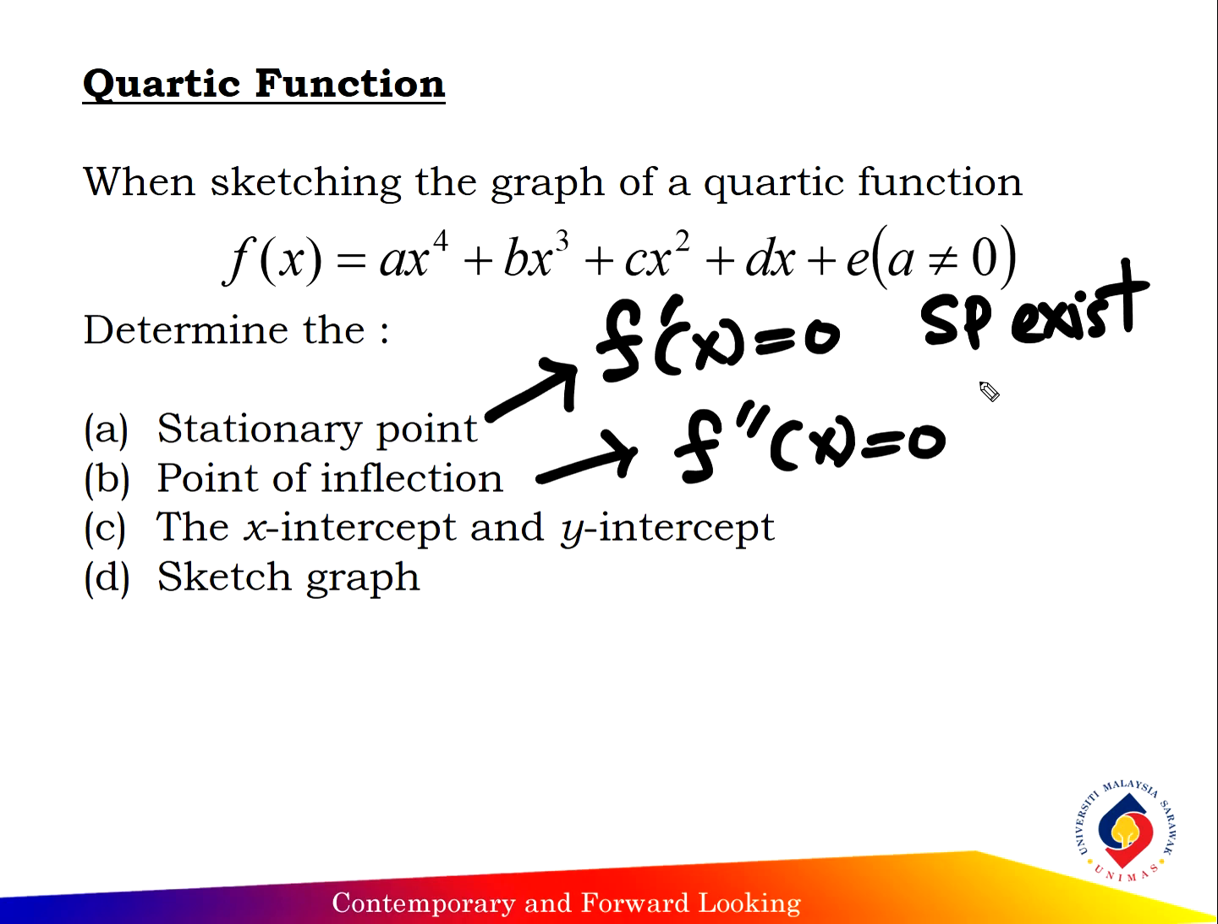You let the first derivative of the quartic function equal to 0, and you find the value of x. So the stationary point of the function exists when the first derivative equals 0. And question B, find the inflection point of the quartic function. F double prime of x equal to 0, and you find the inflection point. So here the point of inflection exists.